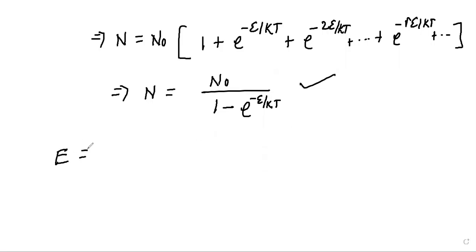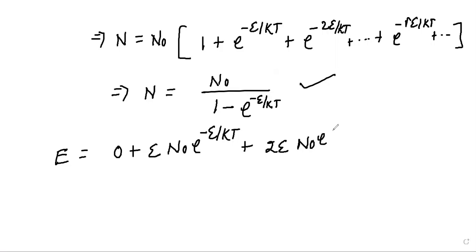Same way we can write for the energy. Energy is similarly, you got N0 times 0, that is the first term is 0, plus E times N1, which is N0 e to the power minus E by kT. Then you have 2E times N2, which is N0 e to the power minus 2E by kT, right? So go on, and then plus rE times N0 e to the power minus rE by kT, and then continue, right?